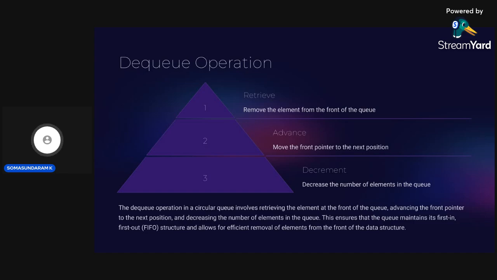The DQ operation in a circular queue involves retrieving the element at the front of the queue, advancing the front pointer to the next position, and decreasing the number of elements in the queue. This ensures that the queue maintains its first in, first out principle and allows for efficient removal of elements from the front of the data structure.